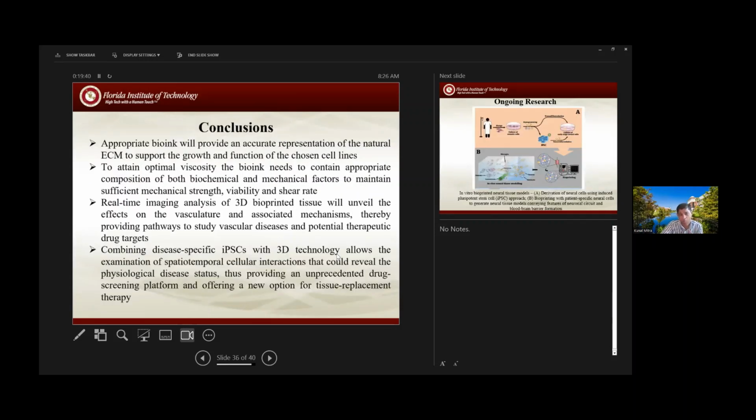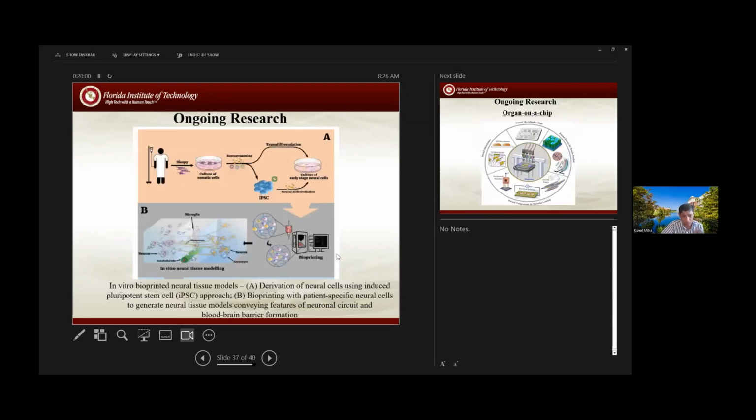bioprinted tissues. What I want to show is that we are able to bioprint these tissues, and then able to characterize them and maintain them in a nice environment so that they can be viable for 15, 20, 30 days. And that's one of the main goals of these applications. As I said, I focus mostly on the cardiovascular applications. We are also now starting neural tissue models, as you can see here, using iPSC cells. That's one of the projects we are just starting, looking at neural cells and the blood-brain barrier and all those things.